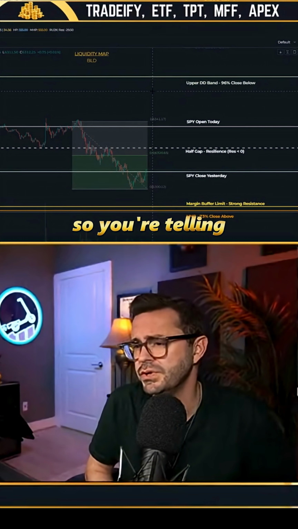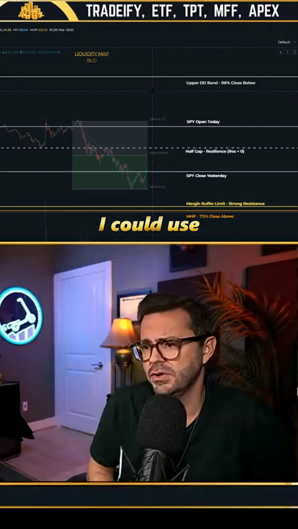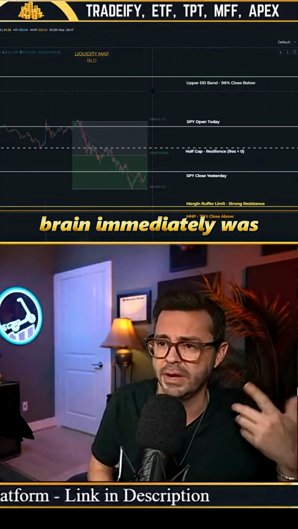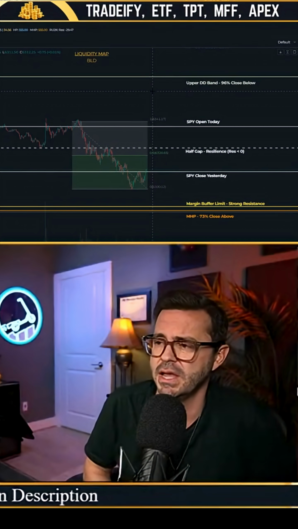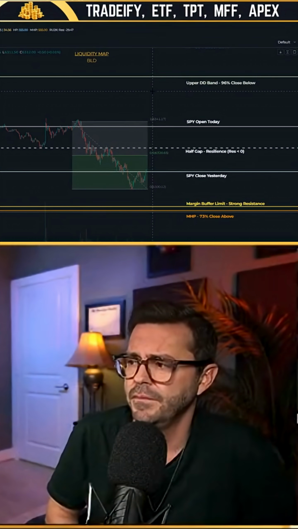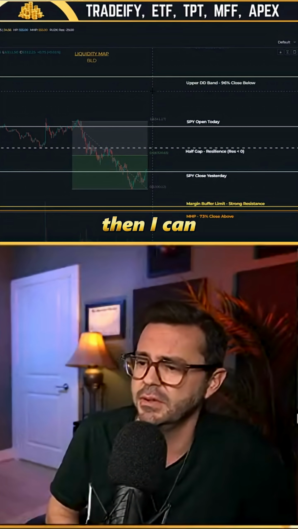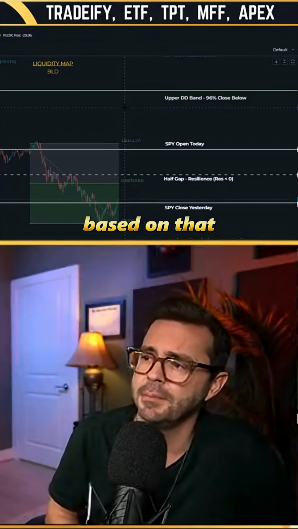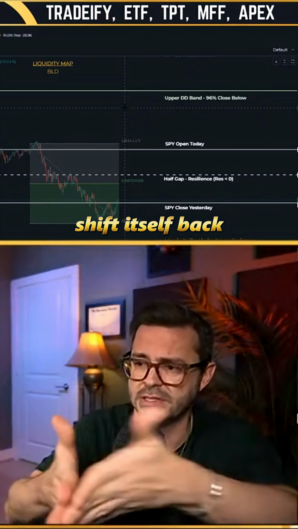And I was like, so you're telling me this equation, I could use options math to predict volume flow. And that's the first, my brain immediately was listening to what he was saying. And that's immediately what I said. I was like, if this math is pricing options based on probability, then I can calculate the hedging against those options based on that same math. And I can predict volume flow based on that probability trying to shift itself back to that neutrality.